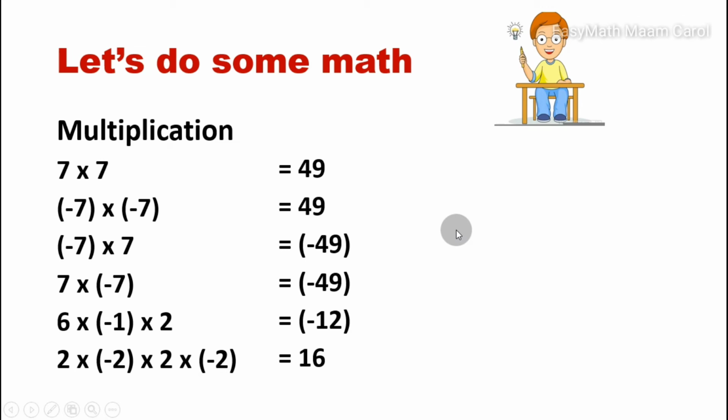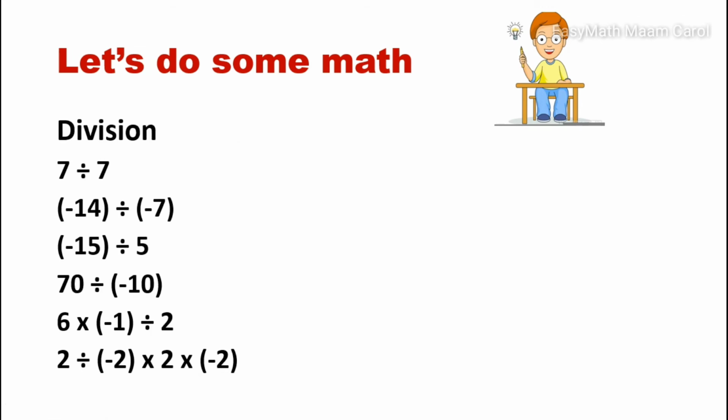So, that's how it's done. Now, how about division? We have positive 7 divided by positive 7. We have negative 14 divided by negative 7. We have negative 15 divided by positive 5. We have positive 70 divided by negative 10.